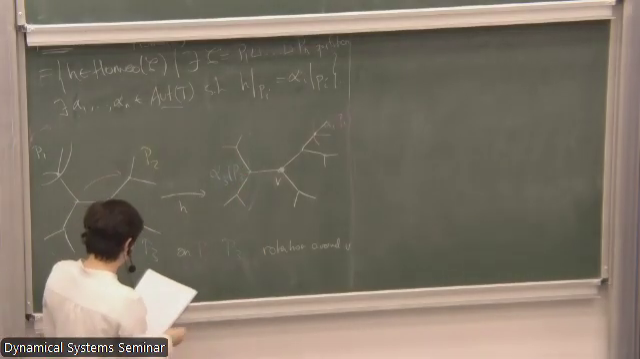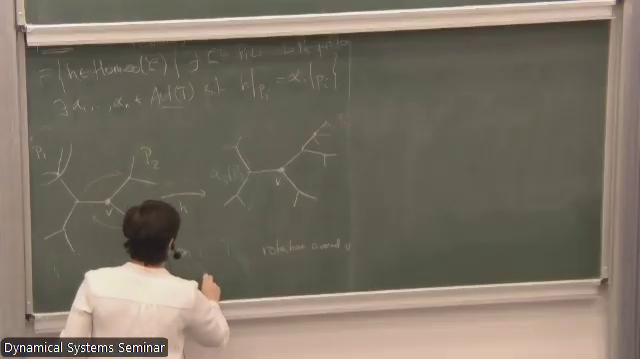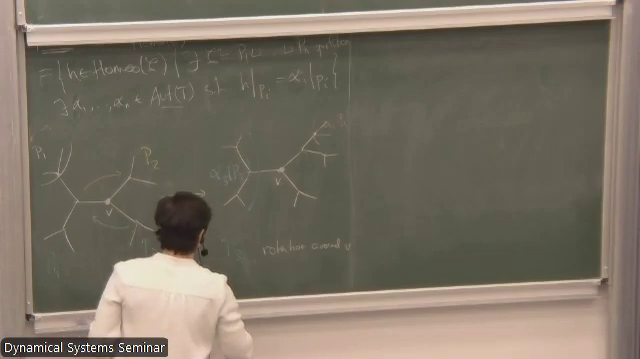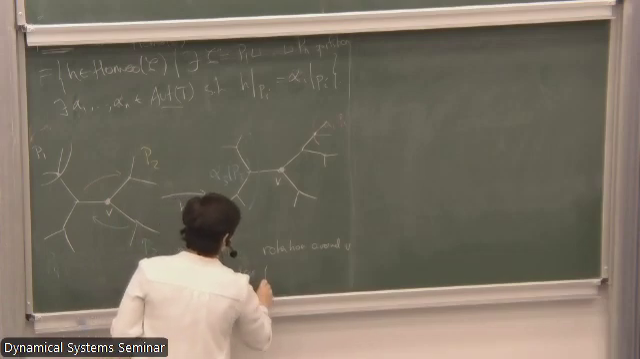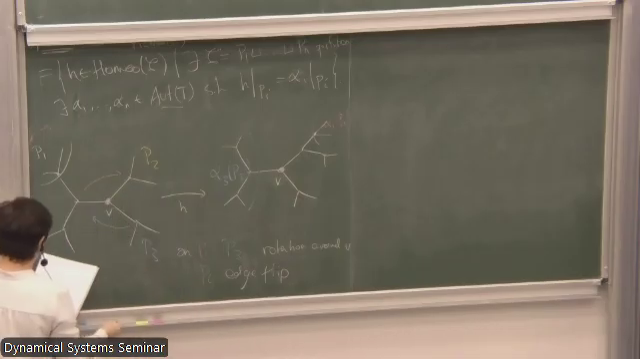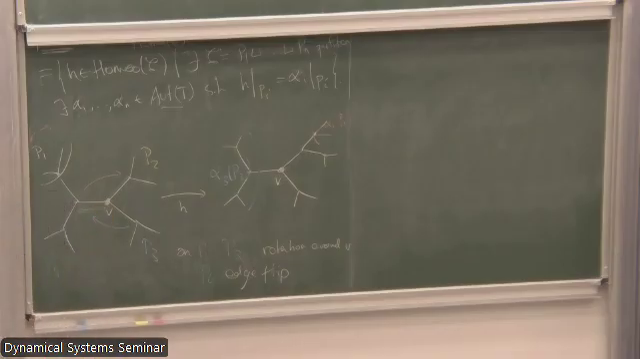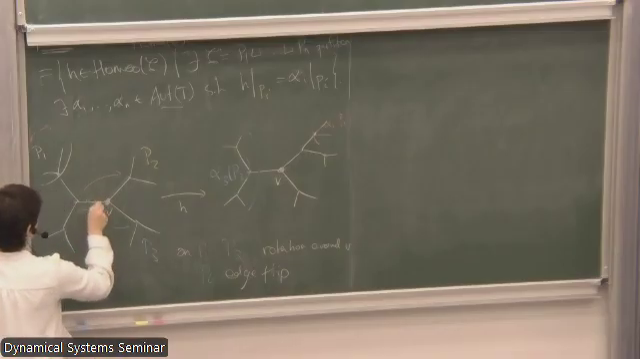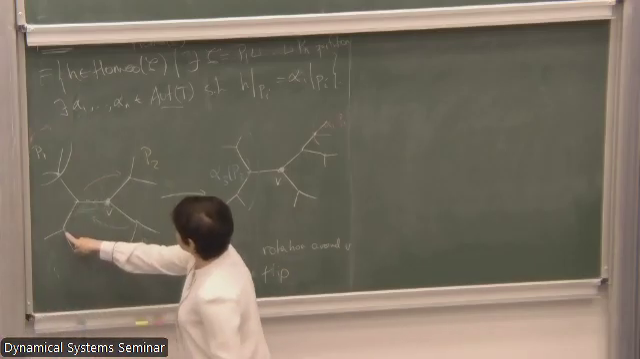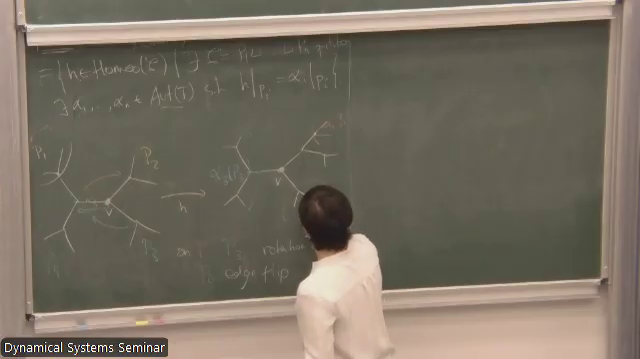On P4, I will do an edge flip. Where's P4? There. What edge flip do I want to do? I want to do this edge flip. So this is alpha 4. So that means I need to take P4 down here. So this is alpha 4 of P4.